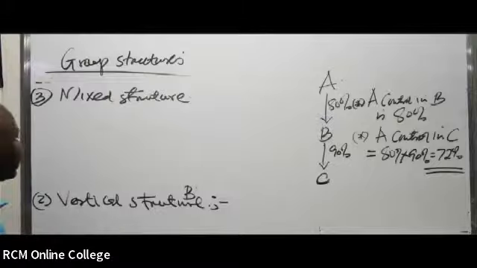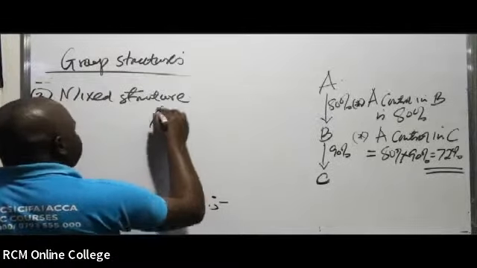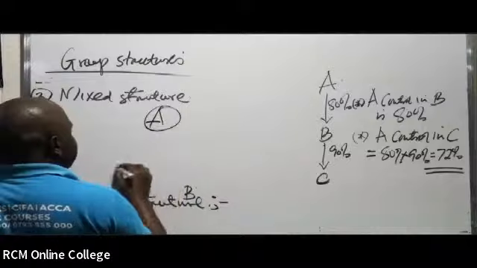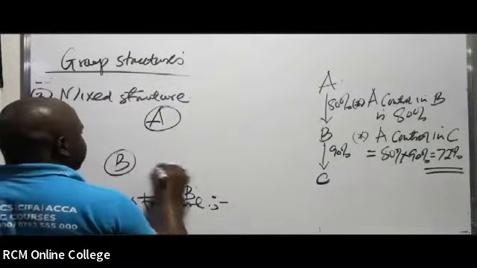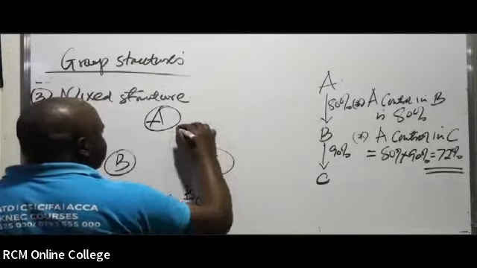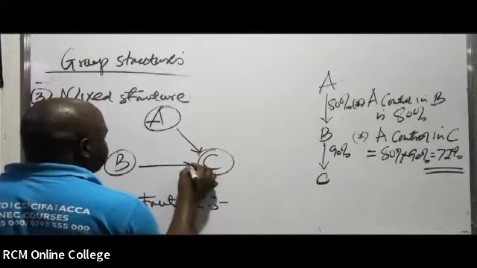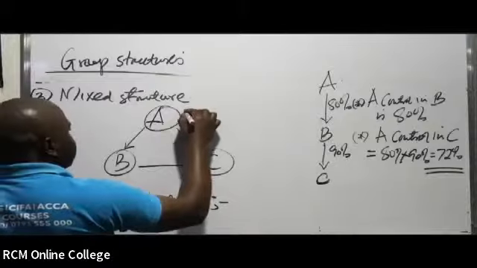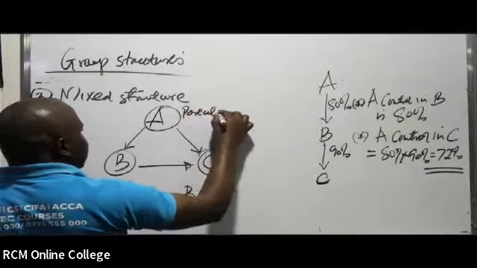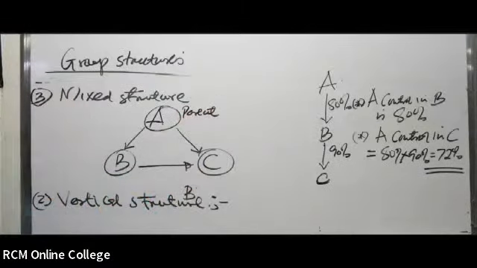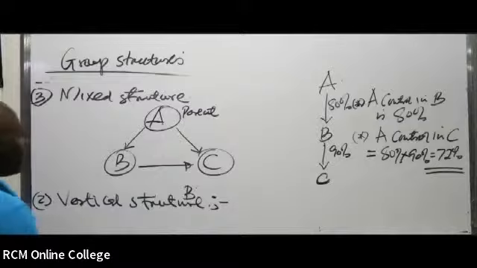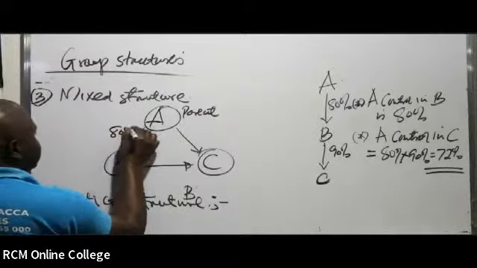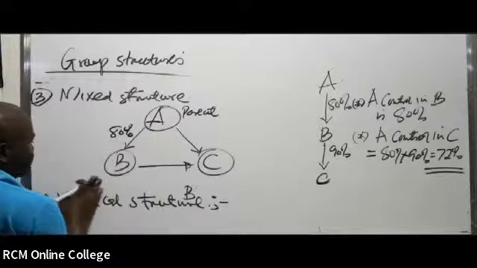So therefore, this will likely end up looking like this. You'll have A, B, then C. So basically what is happening is like this. This one is the parent, ndio mzazi. So the parent has acquired 80% of B. So B, at 80%, is the subsidiary.